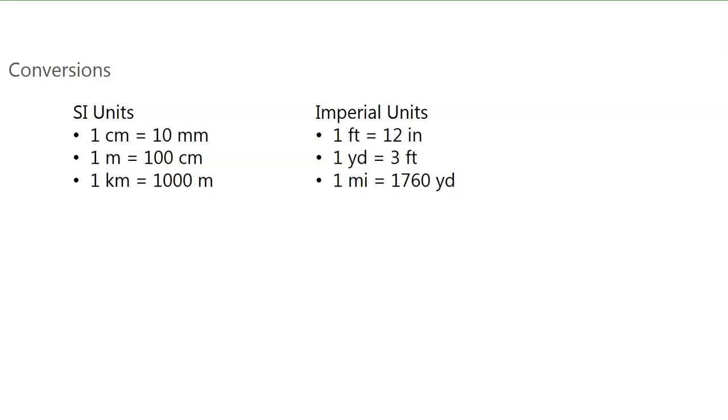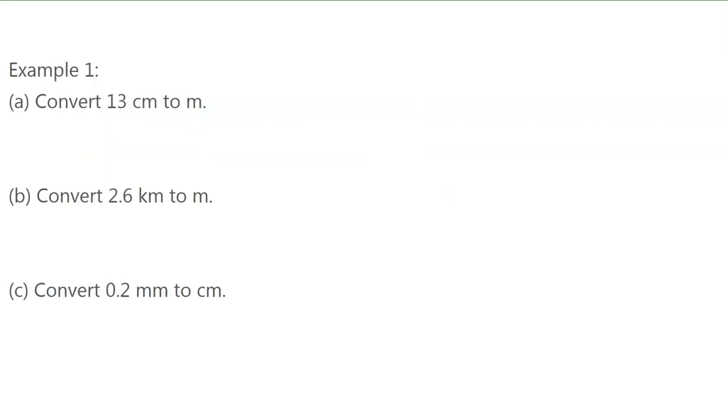Now for the imperial units, 1 foot equals 12 inches, 1 yard equals 3 feet, and 1 mile equals 1,760 yards. Now let's use those conversions to help us with example 1. A says convert 13 centimeters to meters.